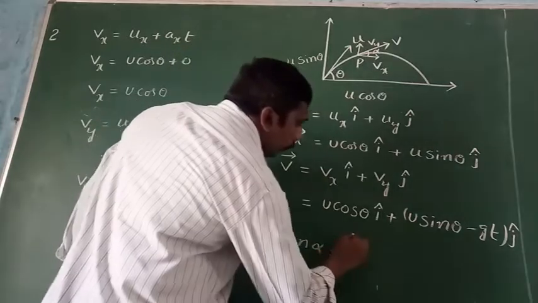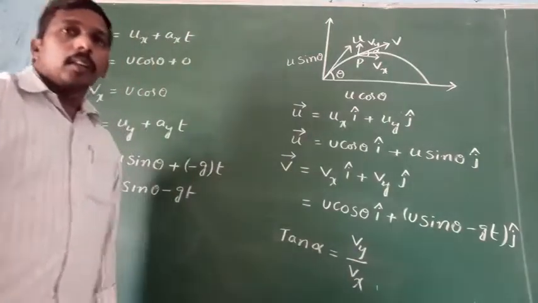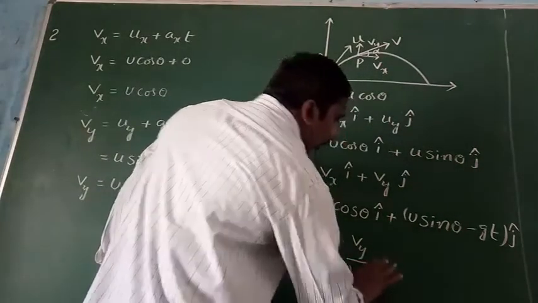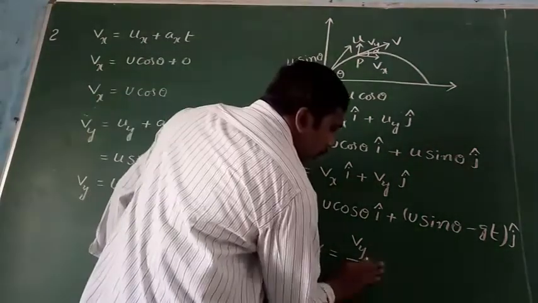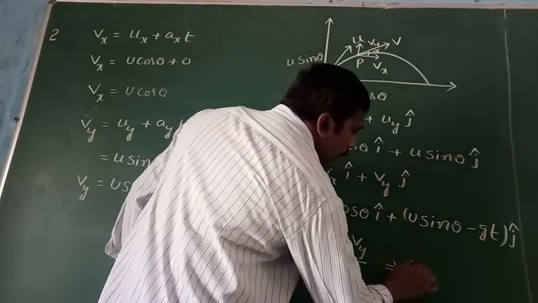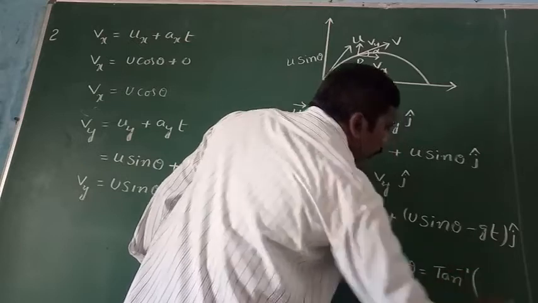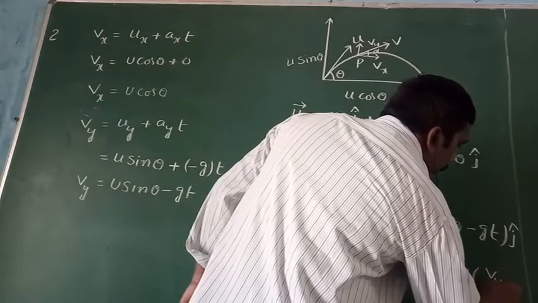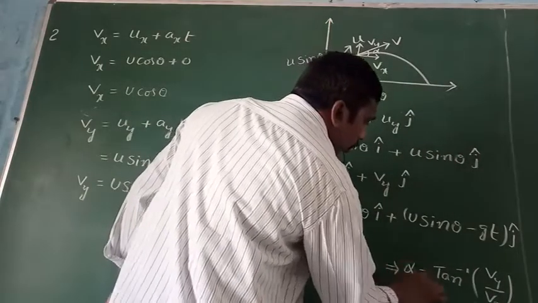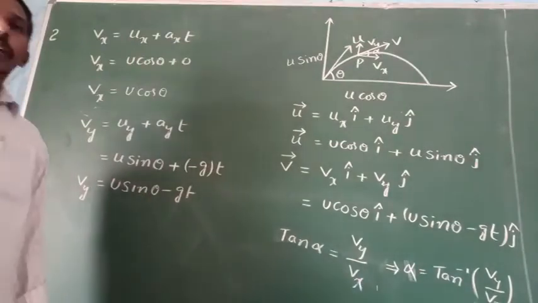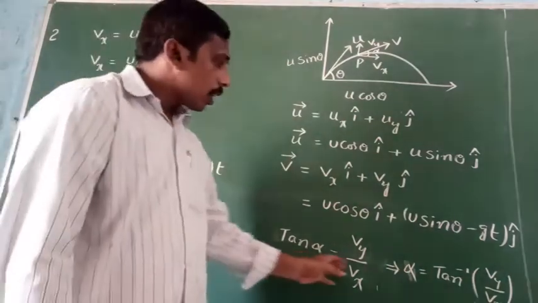We know the equation vy by vx. Tan alpha is equal to vy by vx. Vy is equal to u sin theta minus gt. Vx is equal to u cos theta. So from this we can write that alpha is equal to tan inverse of vy by vx. Vy value you know, vx value you know. Substitute, then we get the velocity equation.